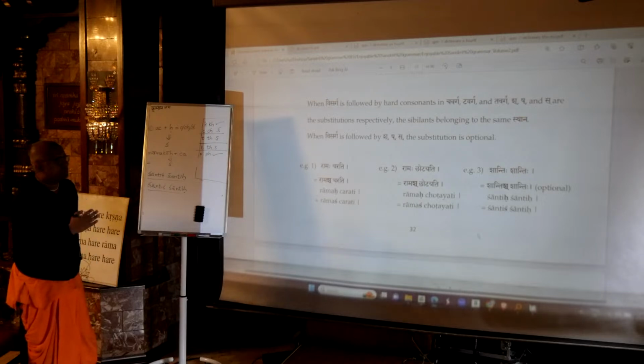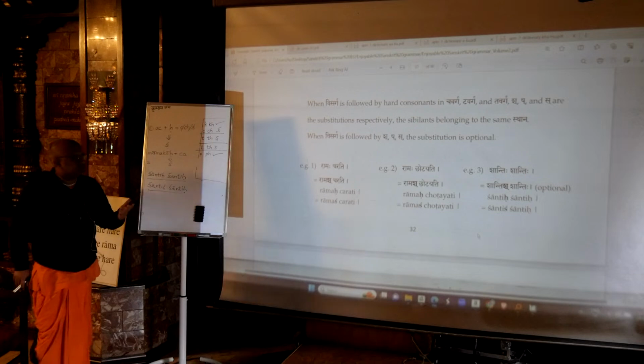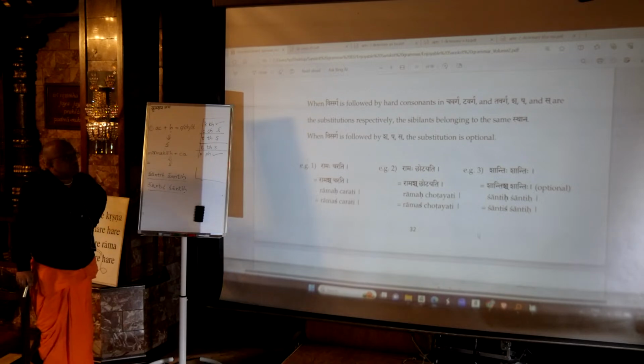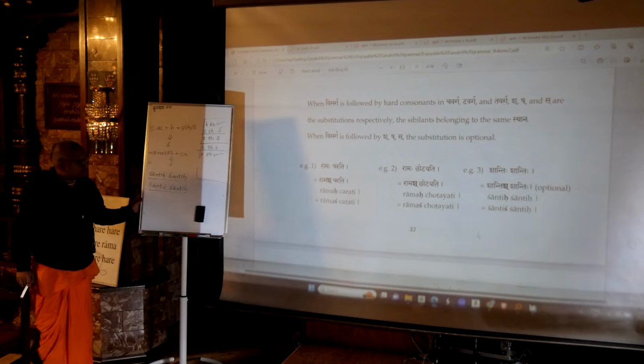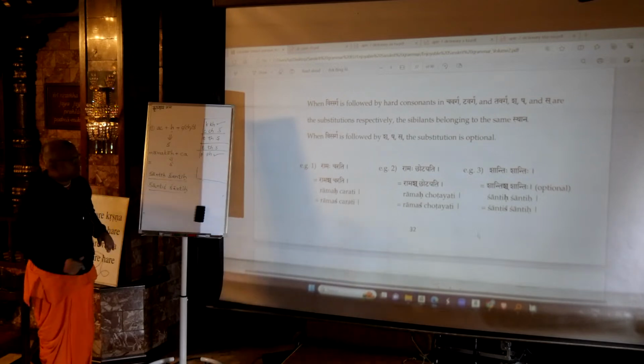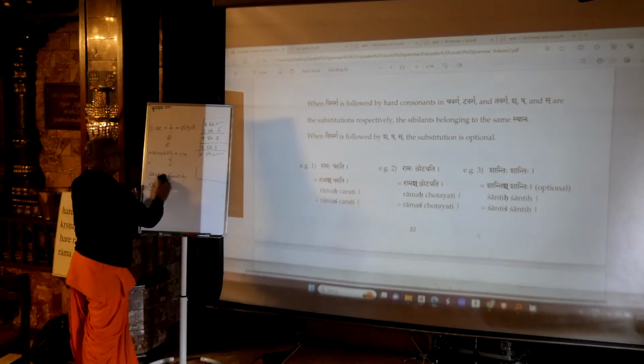So there are different Shanti pathas like that. Sahana vavatu, sahanau bhunaktu, sahaviryam karavavahai. That is another Shanti part. So that way. Shanti, Shanti, Shanti. Okay, so that is it.